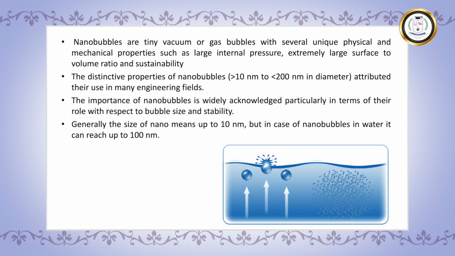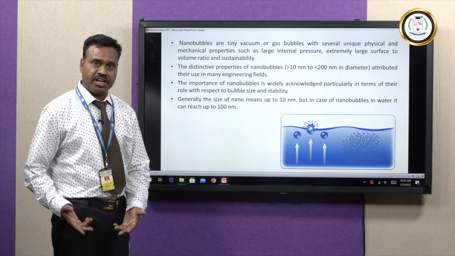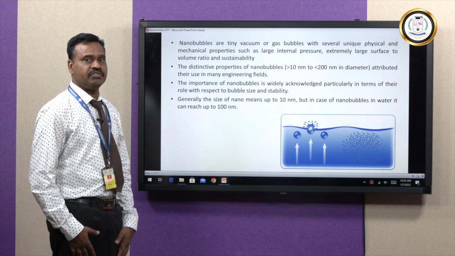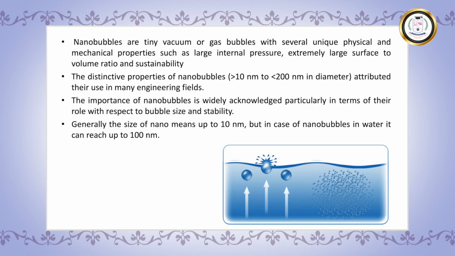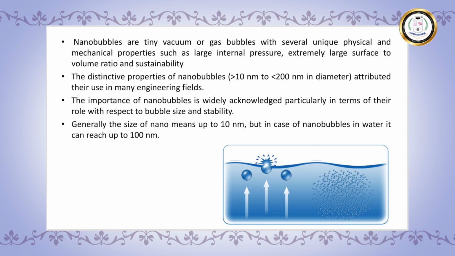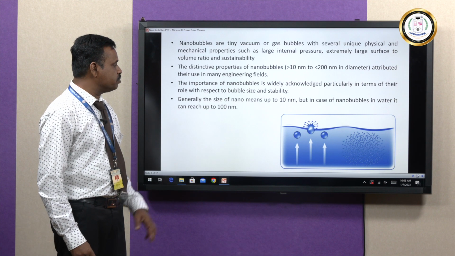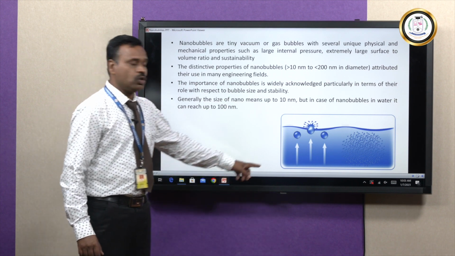in almost all engineering fields: biotechnology, mechanical engineering, chemical engineering. Almost all the engineering fields are making use of these bubbles. Generally, the size of nano means 10 nanometer, but in the case of nanobubbles in water, it can go up to 100 nanometers. You can look at this picture, how the bubble growth happens.